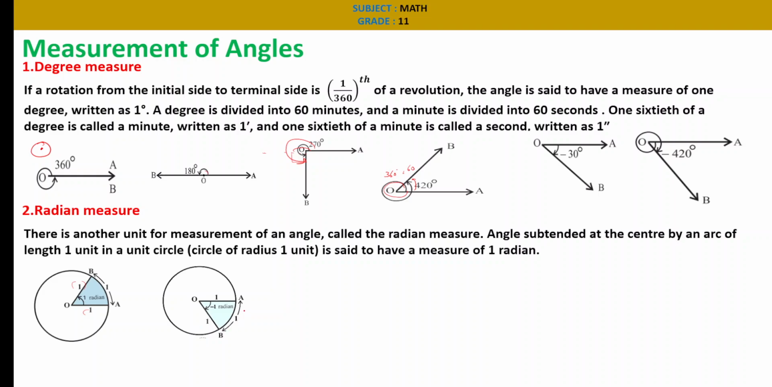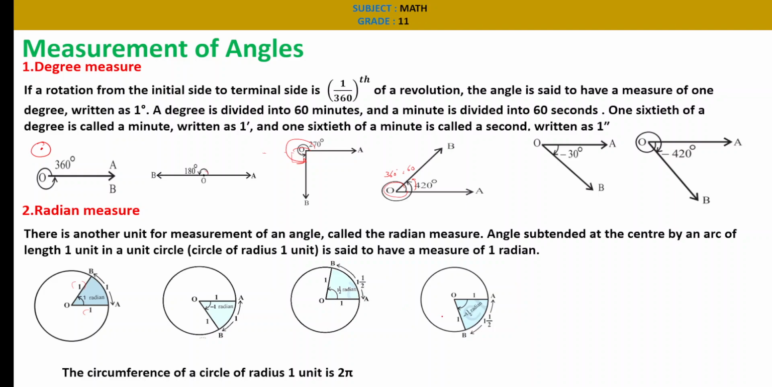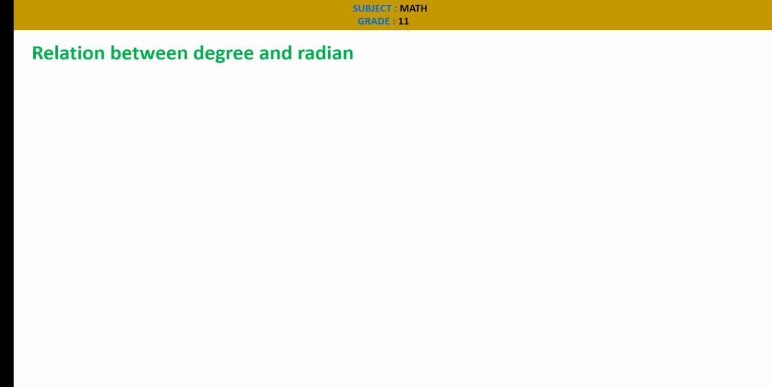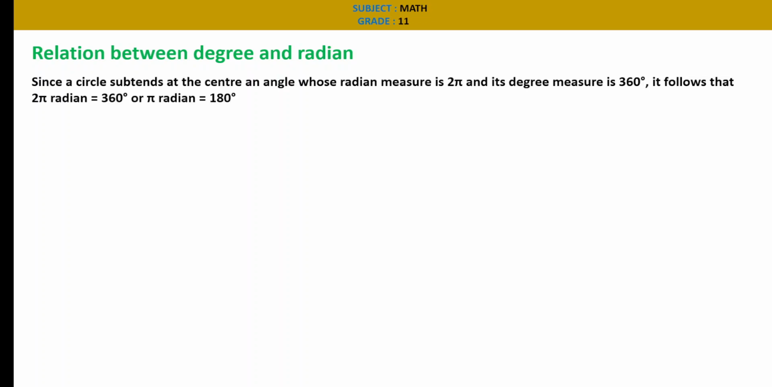Similarly here angle AOB is minus 1 radian. Here AOB is 1.5 radian. This is minus 1.5. The circumference of a circle of radius 1 unit is 2 pi. Relation between degree and radian.